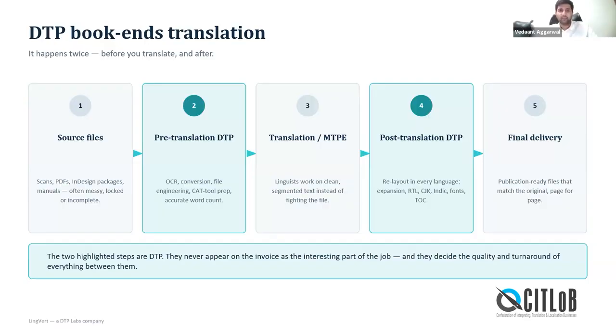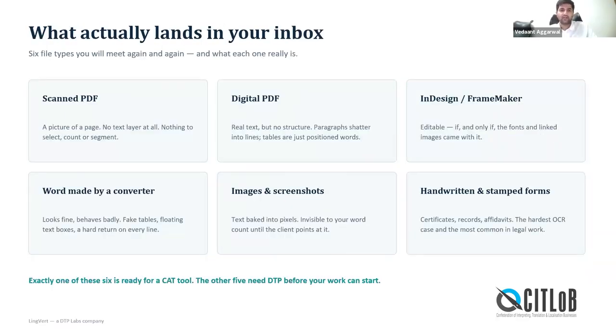Step four is another step of DTP, the post-translation part: re-layout in the target language, expansion, right to left, Chinese, Japanese, Korean, Indic, fonts, table of contents, page numbers, etc. Step five is the final delivery to your client, publication ready, page for page. Here's the rule: if step two is skipped, step three costs more, and step four becomes a rescue operation. Every hour saved by skipping preparation gets paid back later with interest by whoever's holding the file when the deadline arrives.